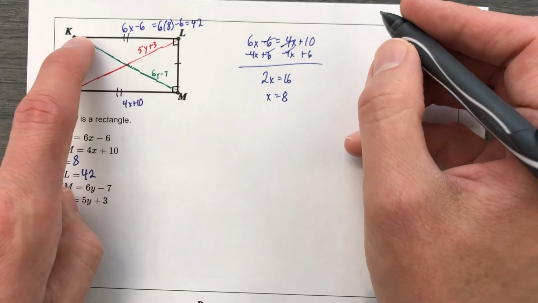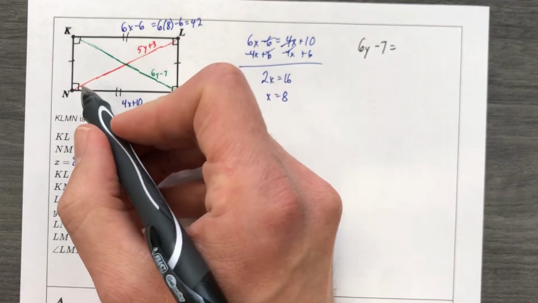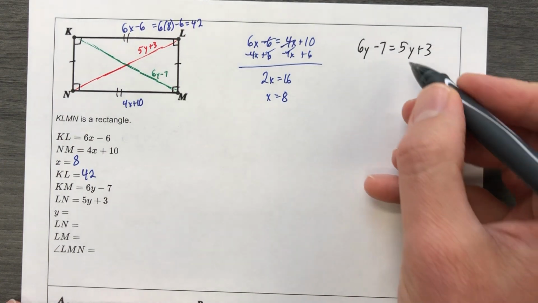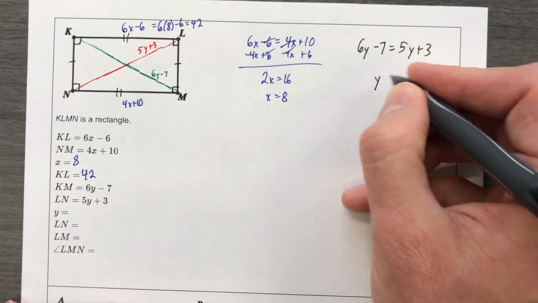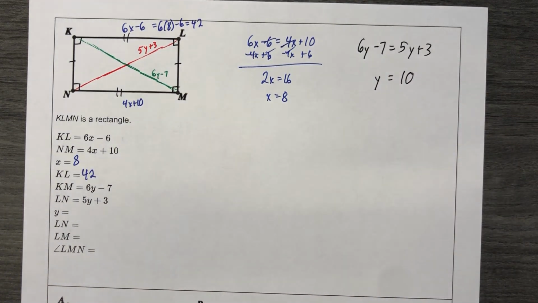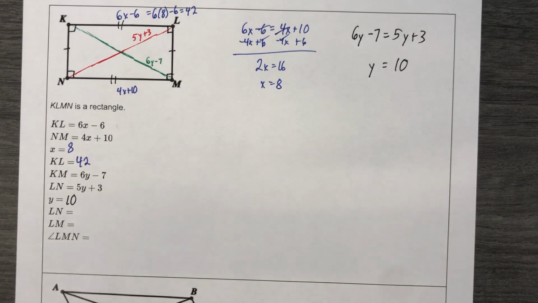So 6y minus 7, which represents this entire diagonal, is equal to 5y plus 3. And we'll subtract 5y from 6y, gives us 1y. We'll add 7 to this. It's going to give us 10. Y is equal to 10. Good to know. 10. Not writing all my answers in the same color, but that's okay.